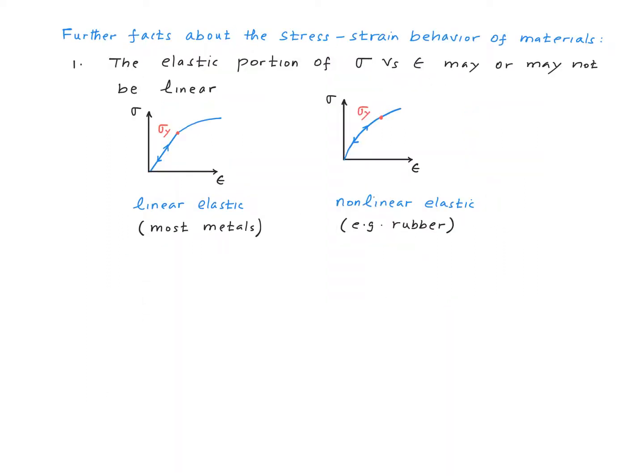Let's talk about a few additional facts about the stress-strain behavior of materials here. Firstly, the elastic portion of the stress-strain relation is not always linear. Sometimes it could be nonlinear like this. Rubber is a good example of such a material. But for most materials we are typically interested in, like metals, the elastic part is linear. And we call the corresponding behavior linear elastic behavior, whereas here, if the relationship is not linear, we call this a nonlinear elastic behavior.